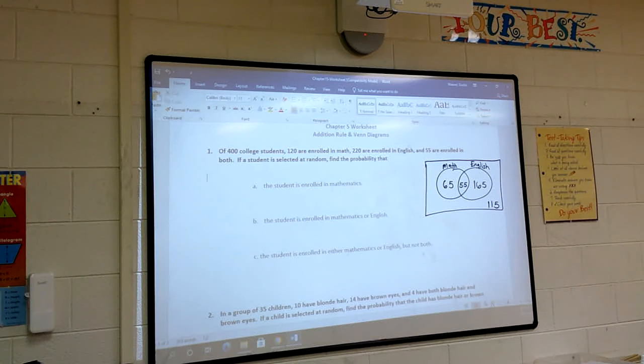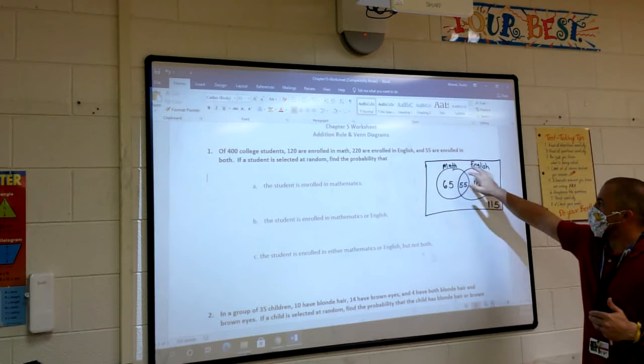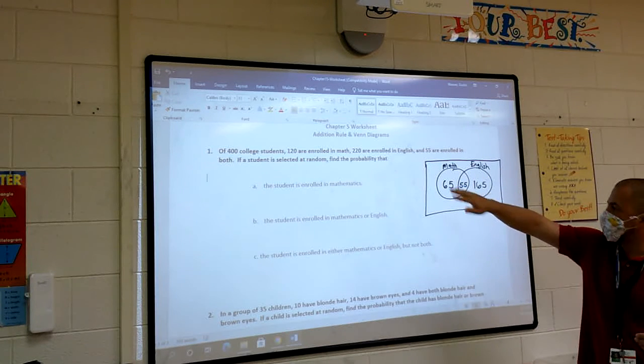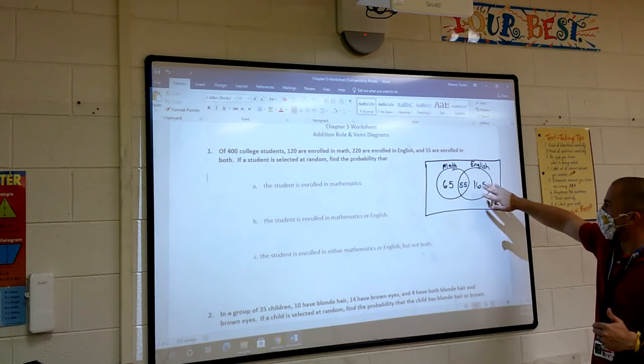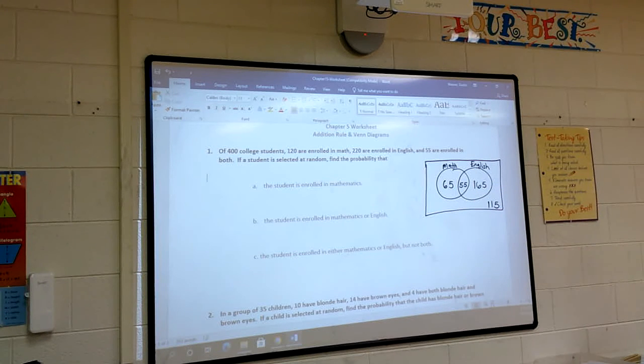Okay. So now, if you add up all 4 numbers, the way you know you're finished with the Venn diagram, you add up all 4 numbers, they should add up to 400, and they do. The math circle should add up to 120. The English circle should add up to 220. 55 is in the middle. Anytime you're making a Venn diagram, you want to start in the middle and work your way to the outside. Then you can answer some of the questions.